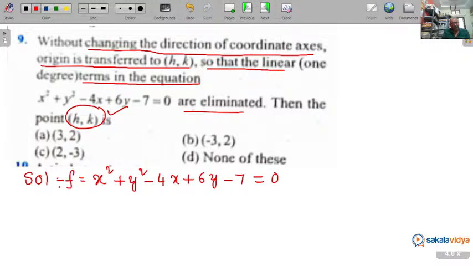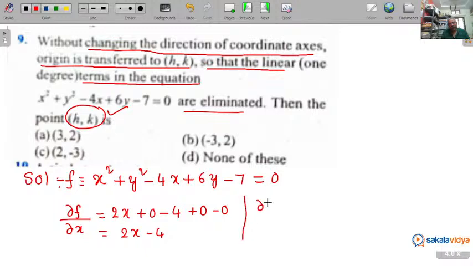Let us say this is f. Find dou f by dou x, partial differentiation with respect to x. So that means x is the variable, remaining are constant. 2x plus 0 minus 4 plus 0 and minus 0. So this will be 2x minus 4, right. Find dou f by dou y. So partial differentiation with respect to y. So x square differentiation 0, y square is 2y. So minus 0 plus 6 and minus 0. So this is 2y plus 6.